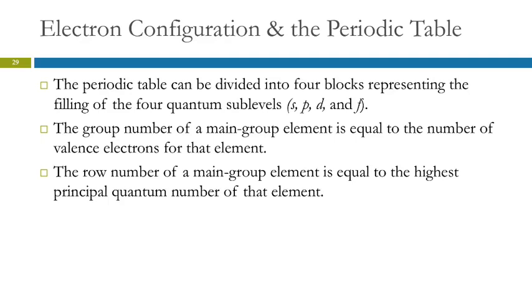I gave you a preview of this last week, but now we're going to officially cover it. So the periodic table can be divided into different blocks corresponding to these sublevels S, P, D, and F. The group number corresponds to the number of valence electrons for the element, and the row number for main group elements corresponds to the highest principal quantum number for that element.